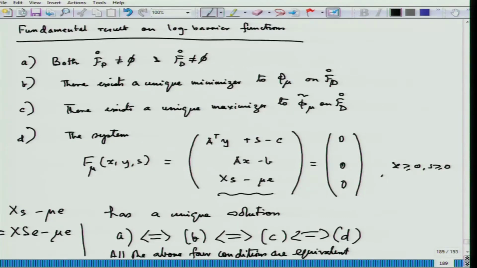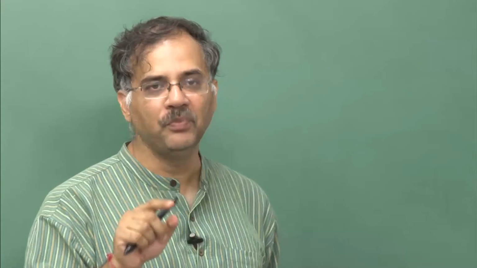So, the existence of the central path is intimately linked to the solution of these 2 problems, that is minimizing phi mu over this and maximizing phi tilde mu over f naught d. So, this is a very important thing. Maybe we will give a scheme of the proof of this tomorrow and then we will move on to the central path and other related issues.